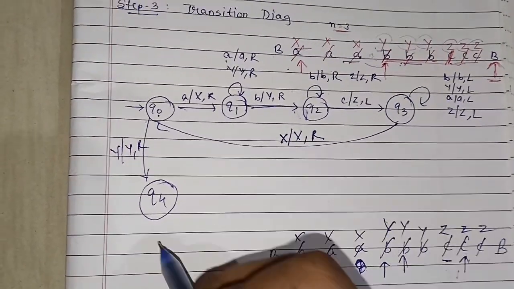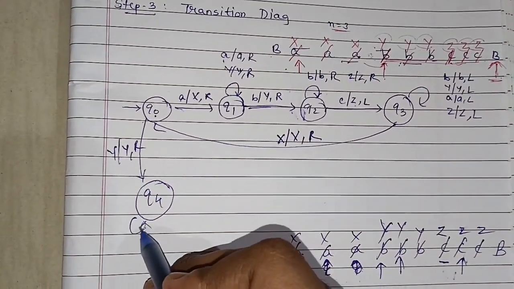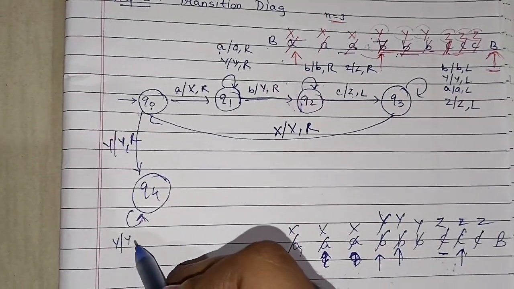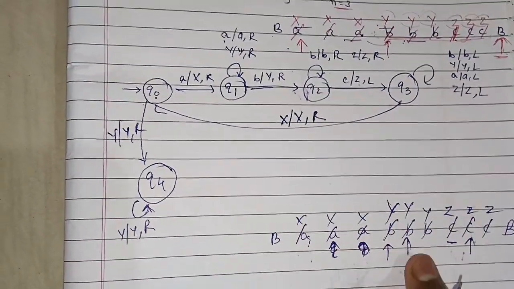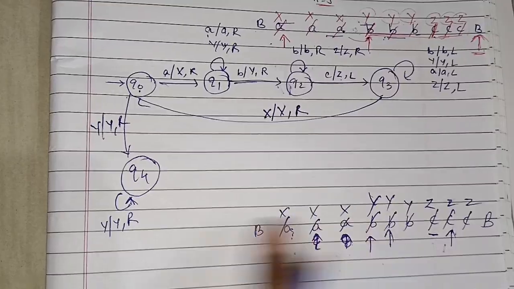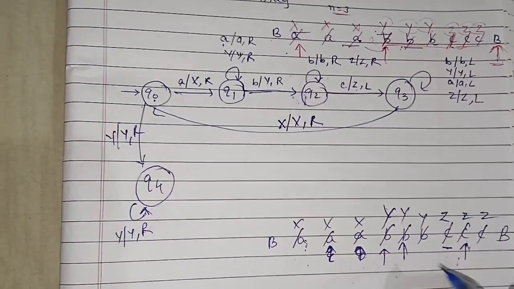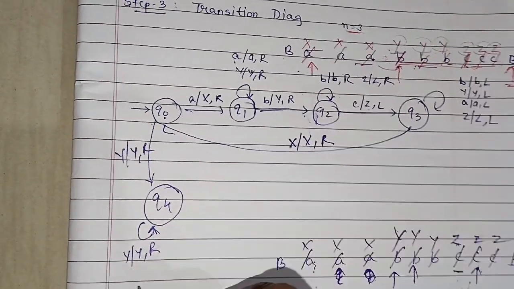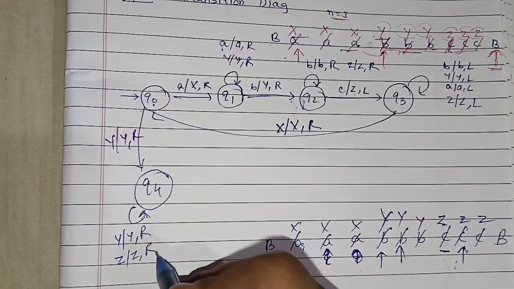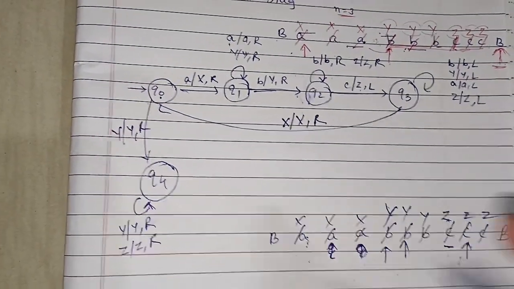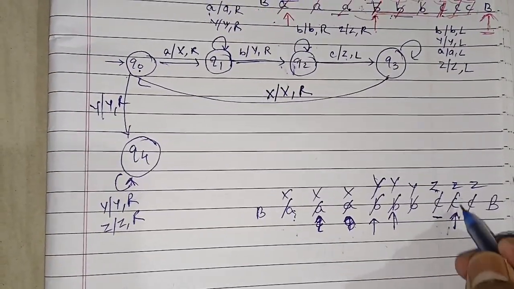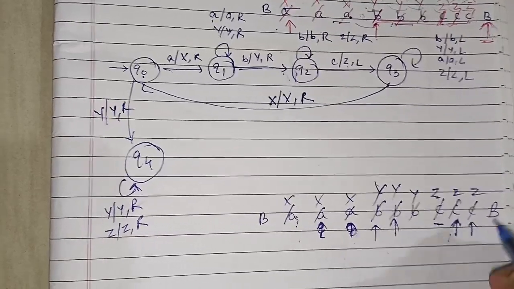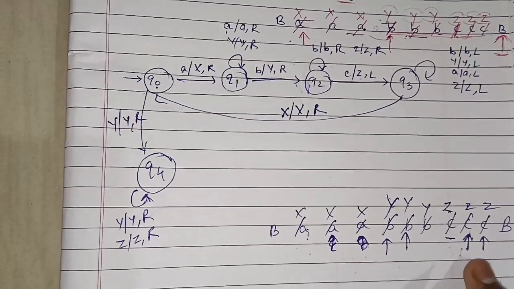Again it has got Y. You go in the same state only, keep Y as it is and move right. Again it will come here, again Y, so it will be in Q4 only. Now Z has come. Keep Z as it is and move right. Again the head will come here, again here.